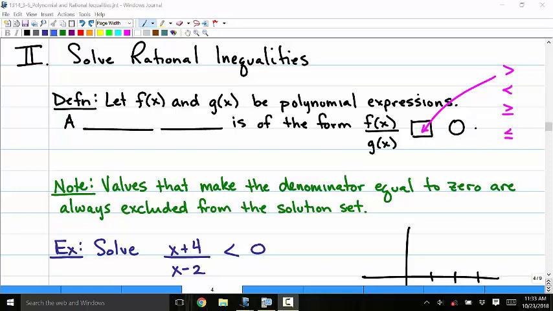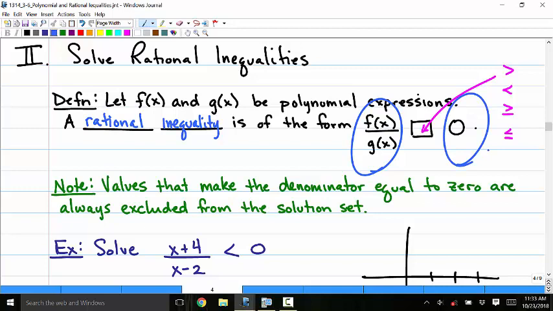Now let's talk about rational inequalities. Remember what a rational function looked like? It was a polynomial divided by a polynomial. So let f and g both be polynomial expressions. A rational inequality is of the form: you've got your rational expression on the left, you have 0 on the right, and you have one of these inequality symbols there in the middle.